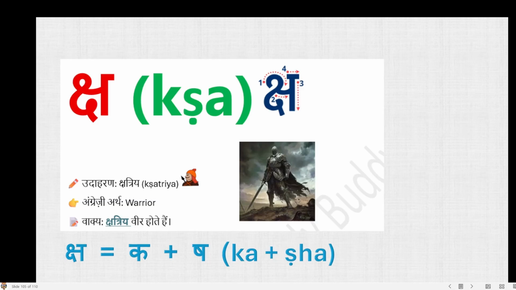Now, let's see the strokes. A standing line, followed by a curved slanting line. Take a turn, make an open curve, then again take a turn. Finally, a sleeping line on top. I repeat, a standing line, a curved slanting line, take a turn, make an open curve, again take a turn, finally, a sleeping line on top. So remember, whenever you see the letter Ksha, pronounce it as Ksha and think of the word Kshatriya, meaning warrior.